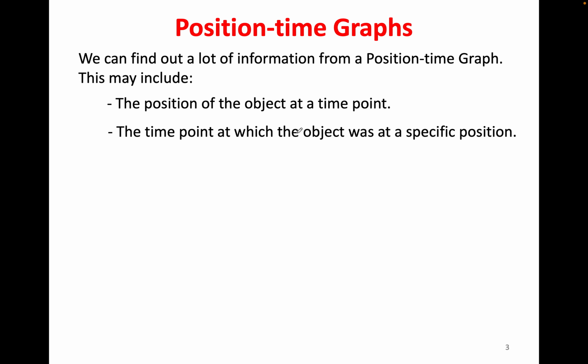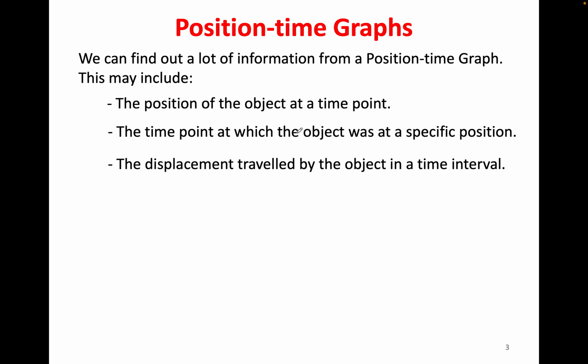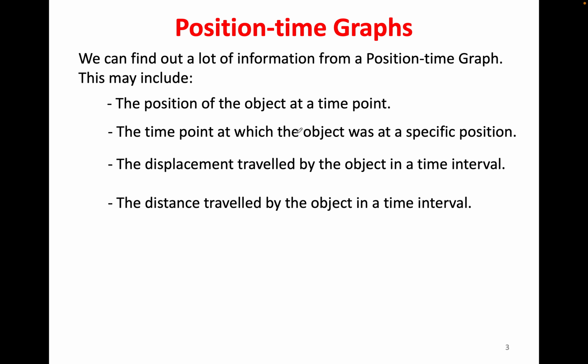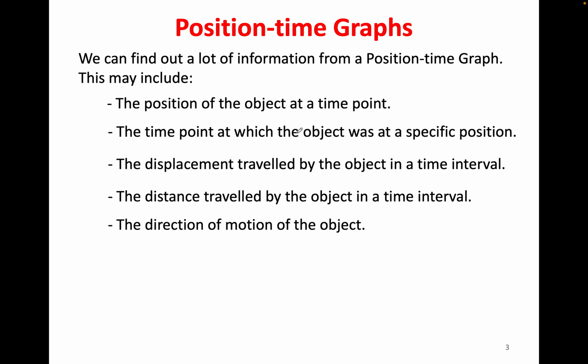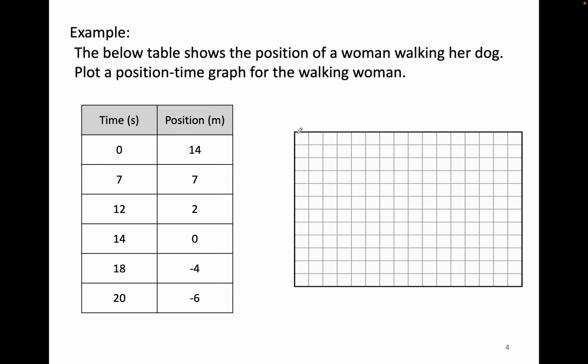We can find out the position, the time it took to get to that position, the displacement at a certain point in time, the distance travelled in a time interval, the direction, so many things. If it's a slope going up, it'll be positive. If the slope's going down, it'll be negative, and so on.